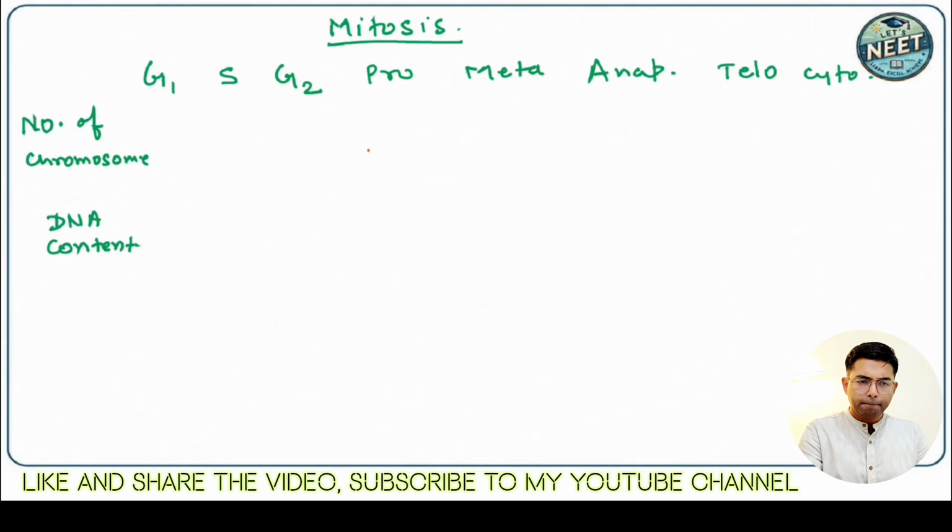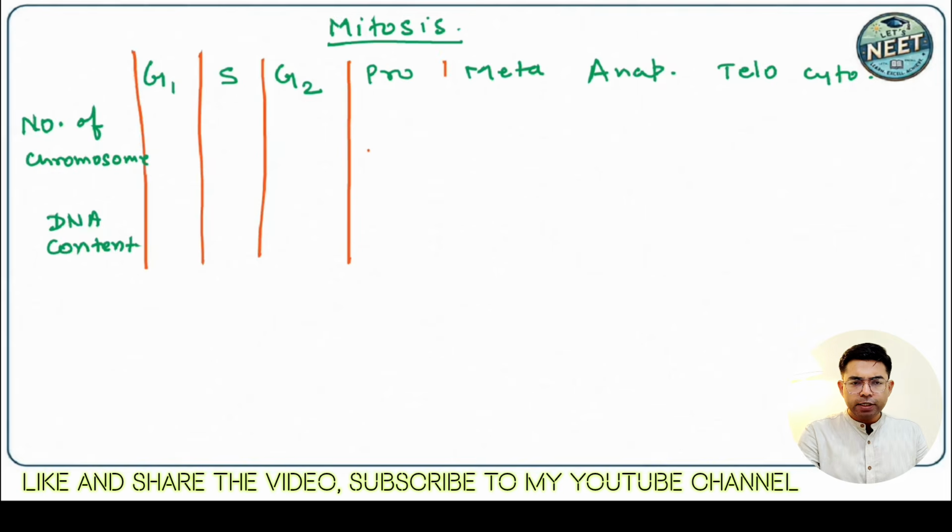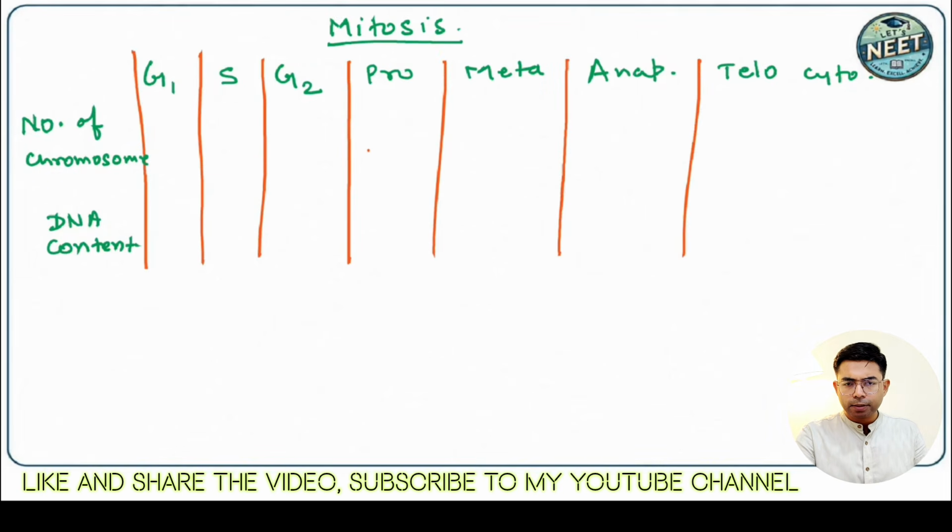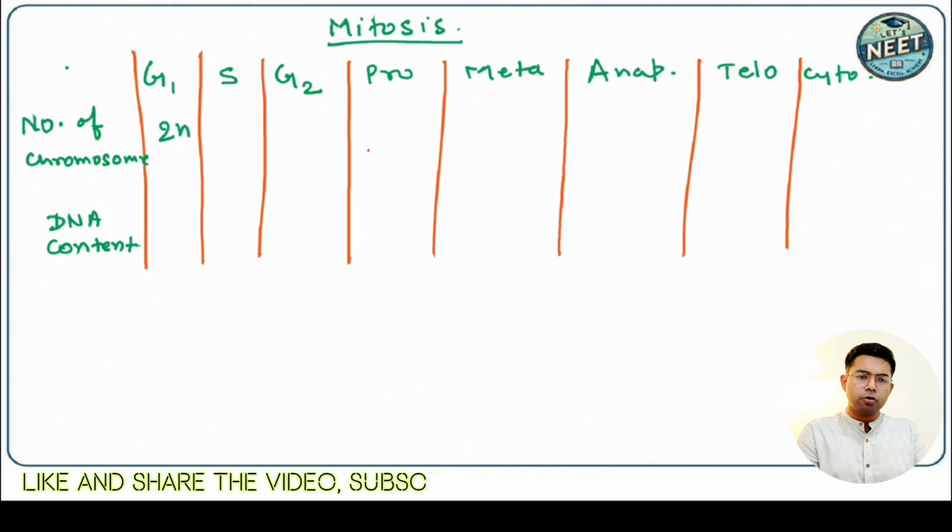So let's make it in the form of a table. Now, mitosis mostly takes place in 2n cells. So in G1 phase, we will start with 2n. Although mitosis can take place in a haploid cell also, mostly it is diploid. So it is 2n, and the DNA content here will be 2c.